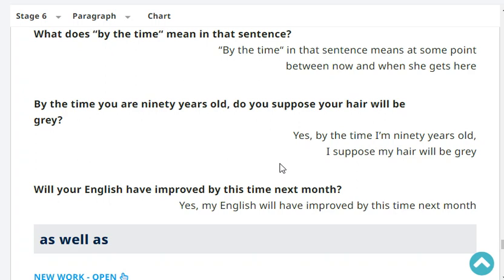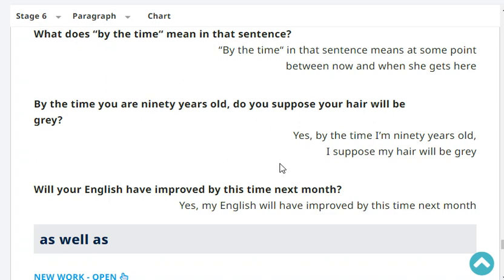By the time you are 90 years old, do you suppose your hair will be gray? Yes, by the time I'm 90 years old, I suppose my hair will be gray.